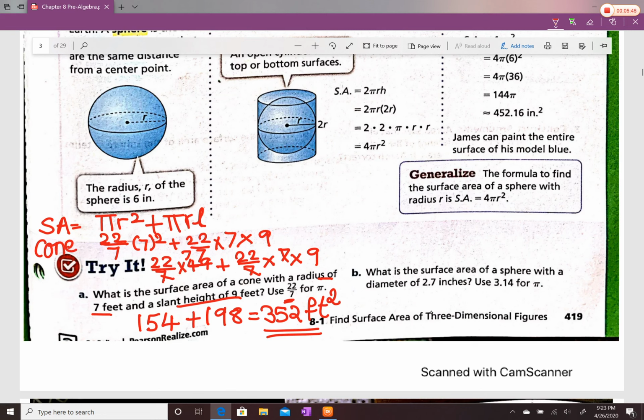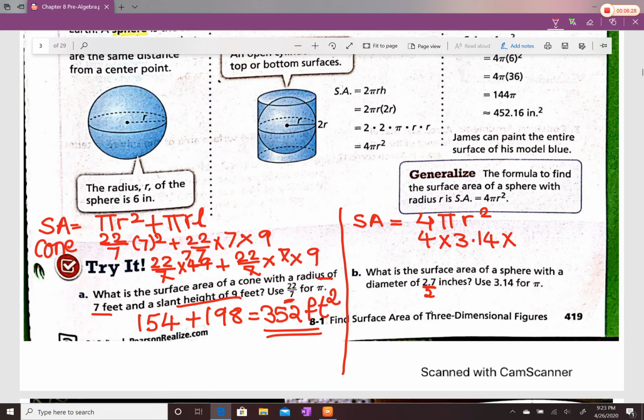Okay, so now we are going to look at the second one. They're asking us to find the surface area of a sphere with a diameter. Okay, they did not give us the radius. Our surface area formula of a sphere says 4 pi r squared. When we talk about r, that means we need to know the radius. Diameter is given. So what I do, 2.7 divided by 2, I get 1.35.